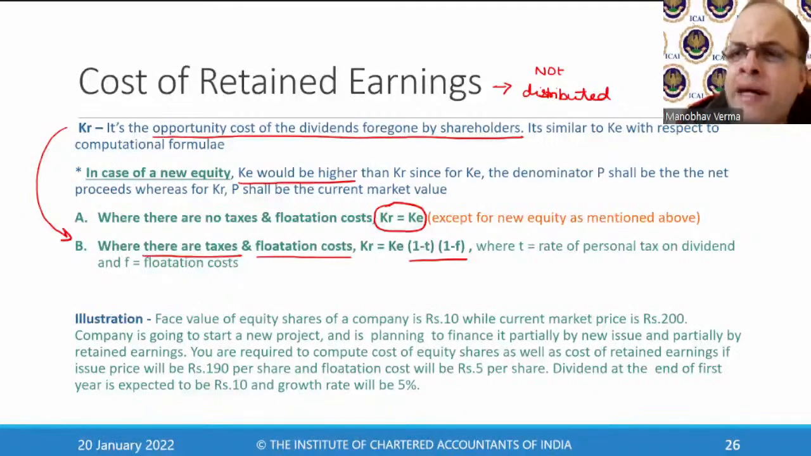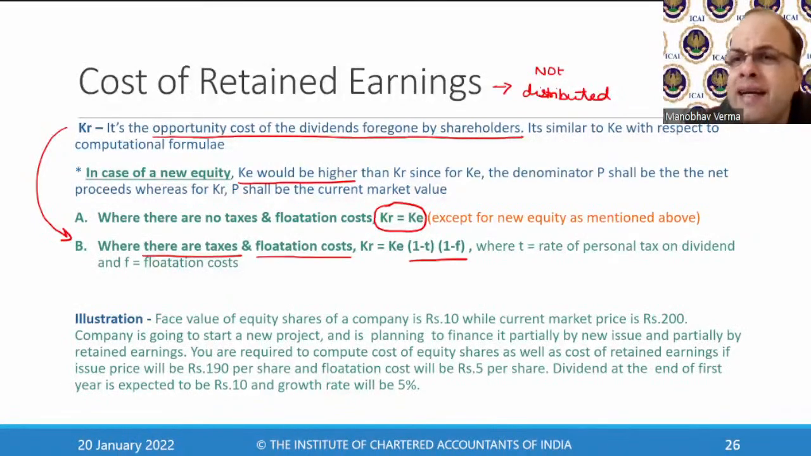So if you have been posed with a question where they indicate that there are some taxes and flotation costs with respect to the retained earnings, that means we are just assuming that if this was being distributed, taxes would have been paid, and any reinvestment would have resulted in a flotation cost. That would definitely be encountered as a net cost of retained earnings. So the second formula is interesting here. If there are taxes and flotation costs, then cost of retained earnings is cost of equity, net of taxes, net of flotation cost.